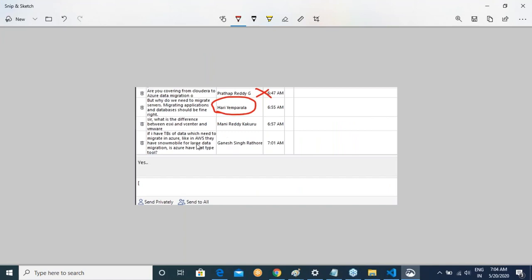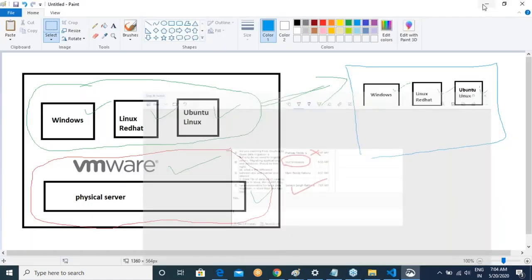If I have terabytes of data which I need to migrate, is there anything like Snowmobile? Yes, we have something like Snowmobile. And by the way, if you want to know the name of it, that is called Azure Data Box.